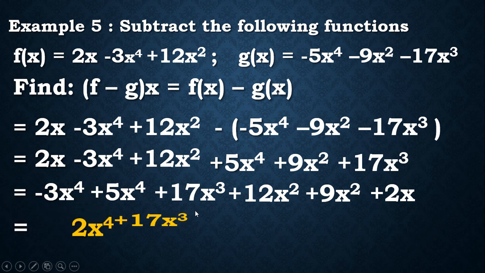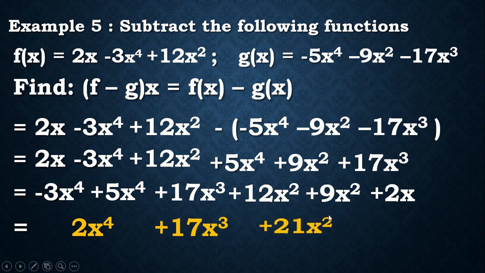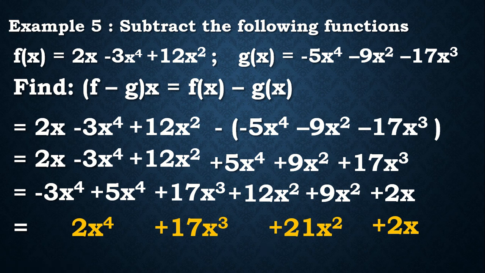And then bring down plus 17x cubed. And then you have to add this part. They are both positive. 12 plus 9, that is 21x squared. And then bring down 2x. So we have the answer for example number 5: 2x to the fourth plus 17x cubed plus 21x squared plus 2x. Let's proceed to example number 6.